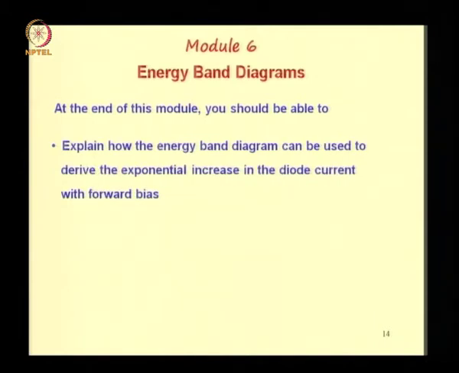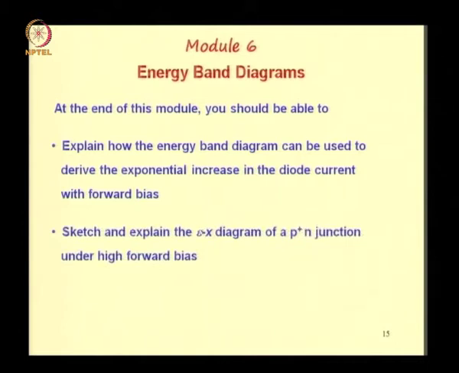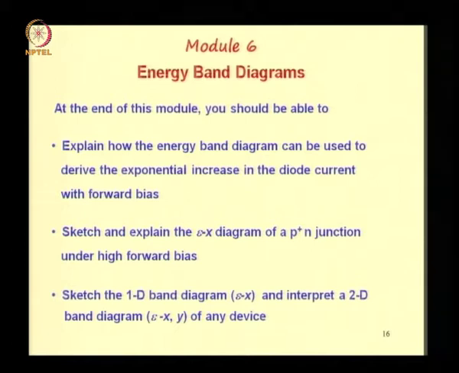You should be able to explain how the energy band diagram can be used to derive the exponential increase in the diode current with forward bias. Sketch and explain the E-x diagram of a P plus N junction under high forward bias. And finally, you should be able to sketch the one dimensional band diagram, that is the E-x diagram, and interpret a two dimensional band diagram, that is E as a function of x comma y of any device.